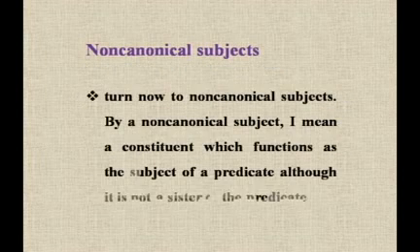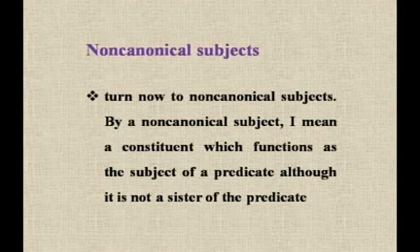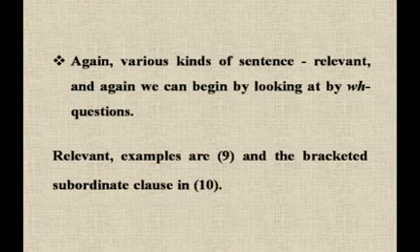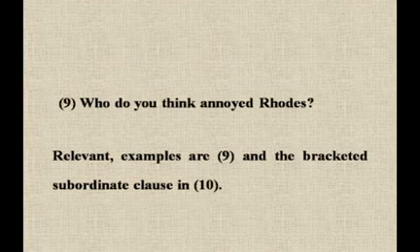Non-canonical subjects. We can turn now to non-canonical subjects. By a non-canonical subject, I mean a constituent which functions as the subject of a predicate, although it is not a sister of the predicate. Again, various kinds of sentences are relevant, and again we can begin by looking at WH questions. Relevant examples are 9 and the bracketed subordinate clause in 10.